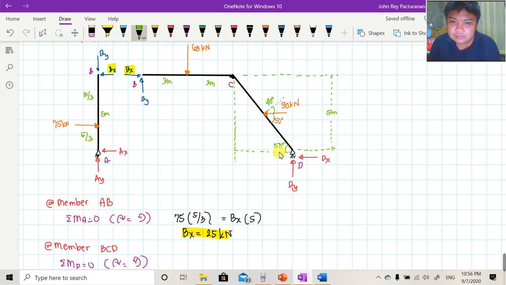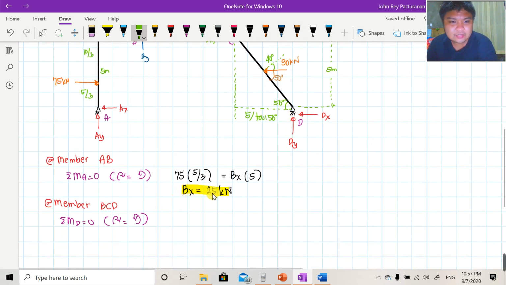So, ito class, na distance na ito is magiging 5 over tangent 50 degrees. So, yun yung magiging length niya, di ba? Magiging 5 over tangent of 50 degrees based dito sa triangle natin. Always remember the trigonometric functions, di ba? Okay, kasi kailangan natin yan sa pag-take ng moment.